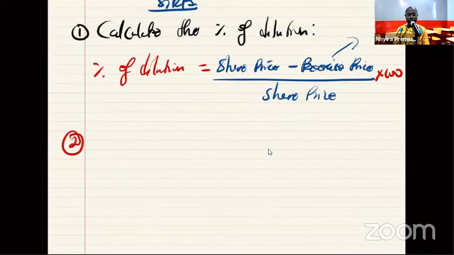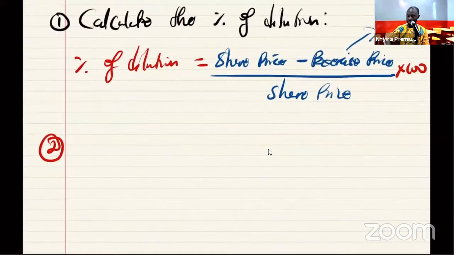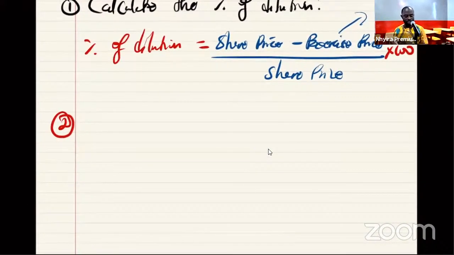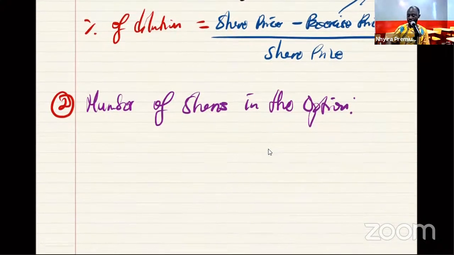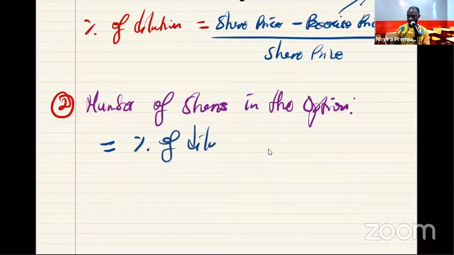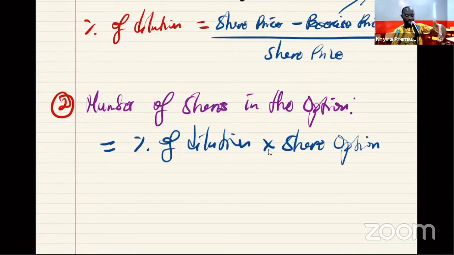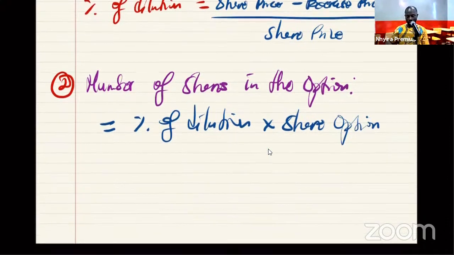Then, once you calculate the percentage of dilution, you go to step two, and that is to calculate the number of shares in the option. The way you calculate the number of shares in the option is simply going to be your percentage of dilution from step one multiplied by the share option.